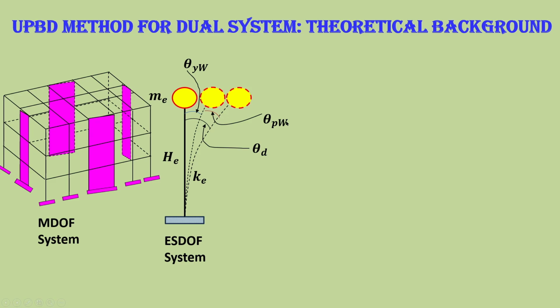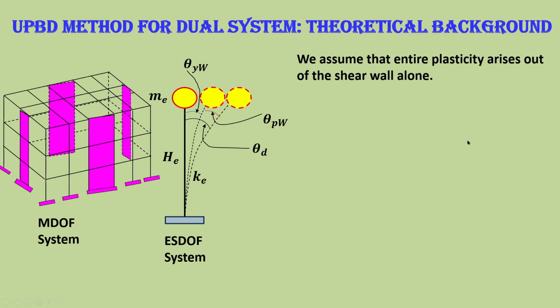Now in the FEMA documents, the values of plastic rotation theta pw are given for different performance levels like IO, LS and CP for structural walls. So this we shall be utilizing to make a formulation for this UPBD method for dual system. We assume that the entire plasticity arises out of the shear wall alone. Actually, the plasticity will be arising out of the shear wall as well as the beams. Due to capacity design, columns will not form any plastic hinge, so they will be elastic.